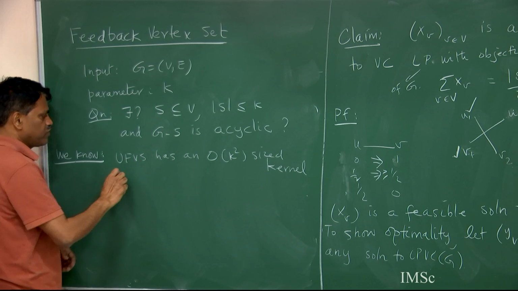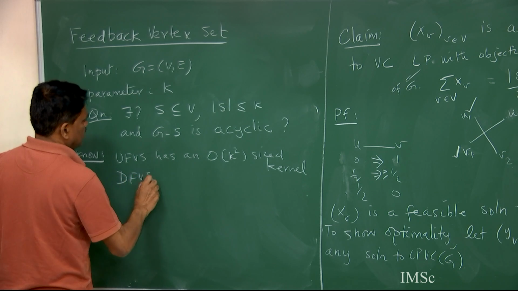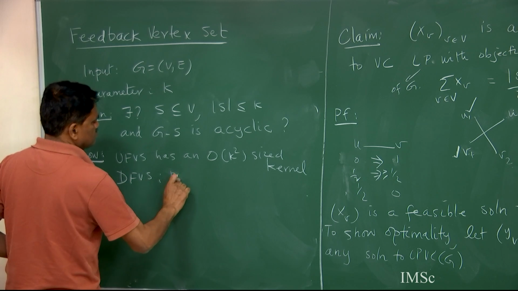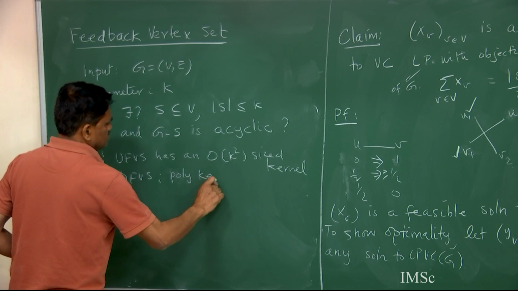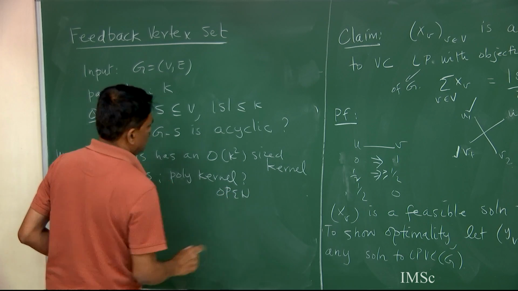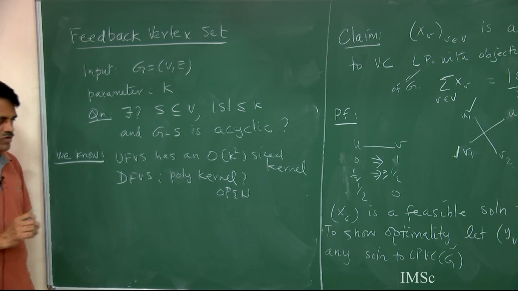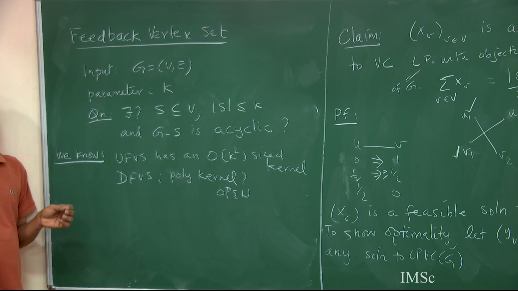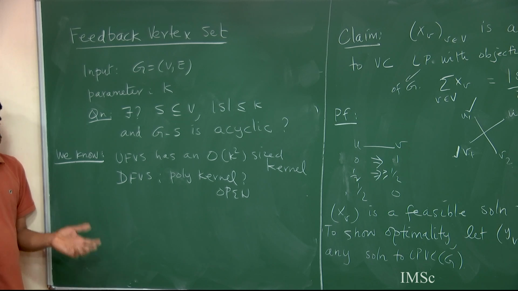For directed feedback vertex set, the kernel question is open. It's been a long-standing open problem whether there is a polykernel. Note that we now have some machinery to show that polynomial size kernels are unlikely. We will get to that sometime when we talk about hardness. So we don't know either way about this.